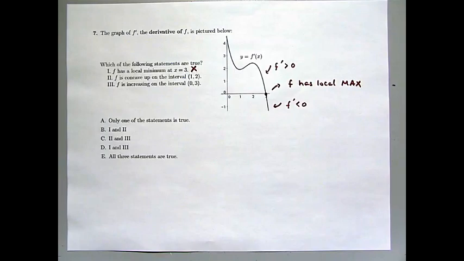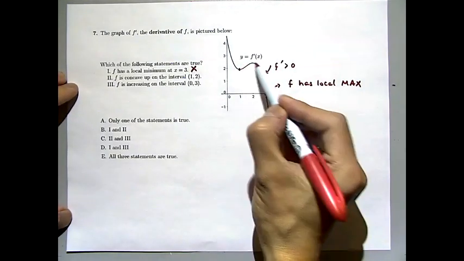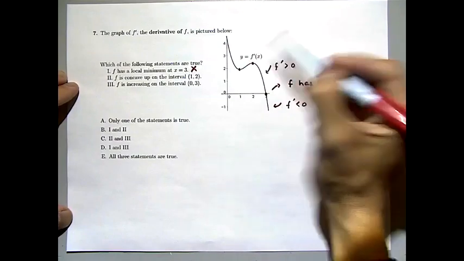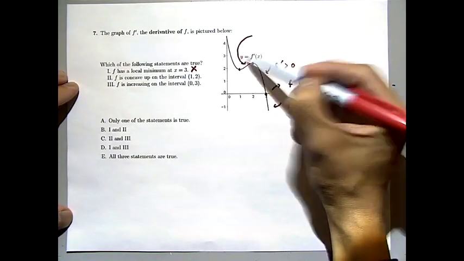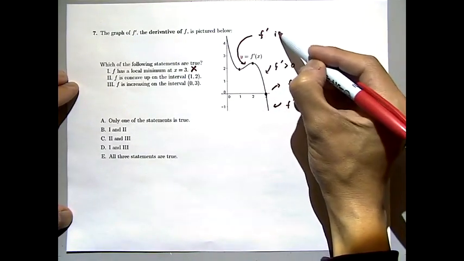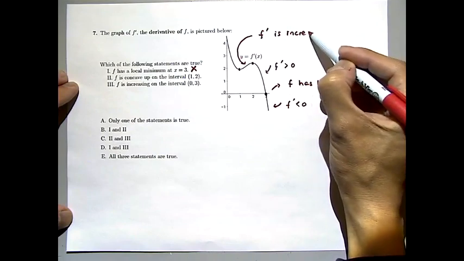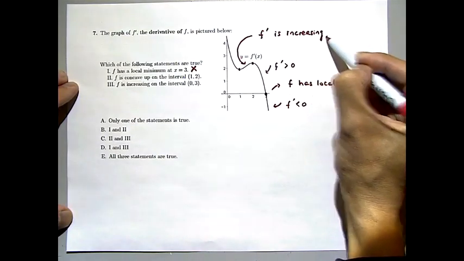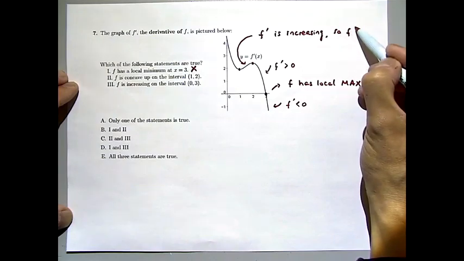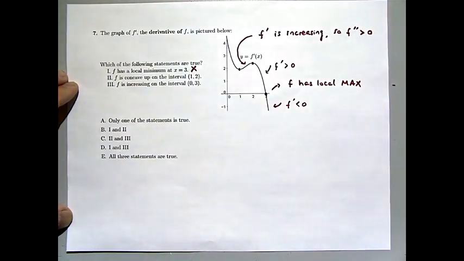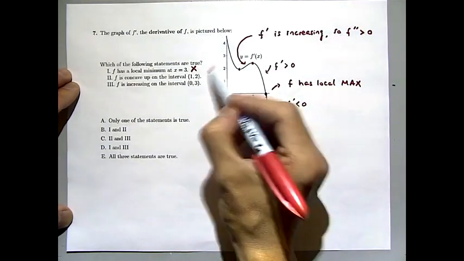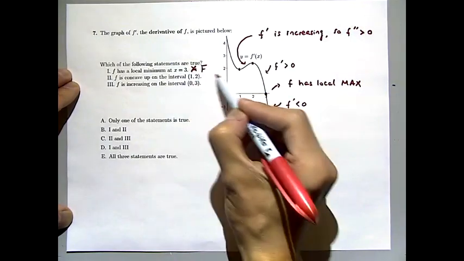Statement 2, concave upward on 1 to 2. And we can see that on this interval, f prime is increasing. So f double prime is positive. So that's a true statement. Okay, I'll write it this way. This is false. This is true.